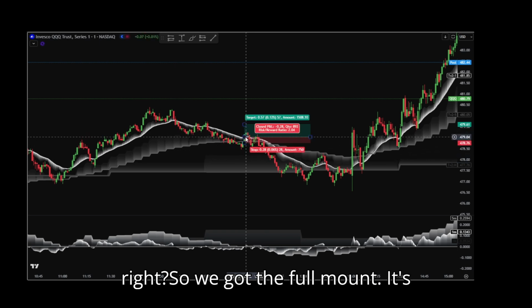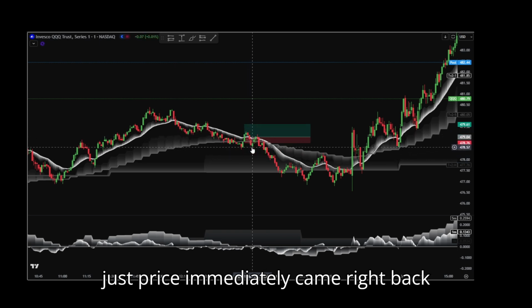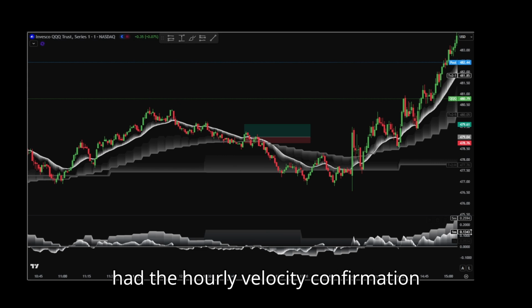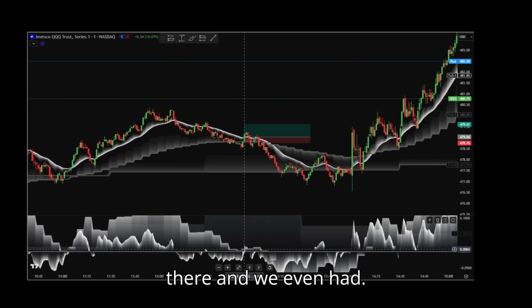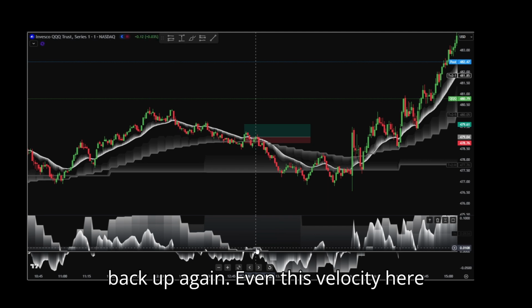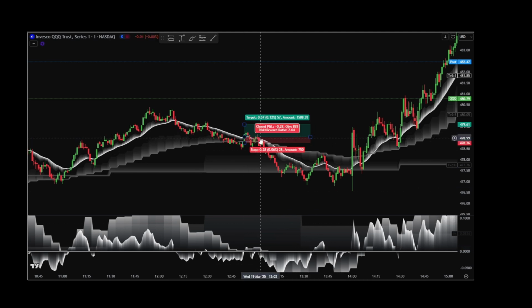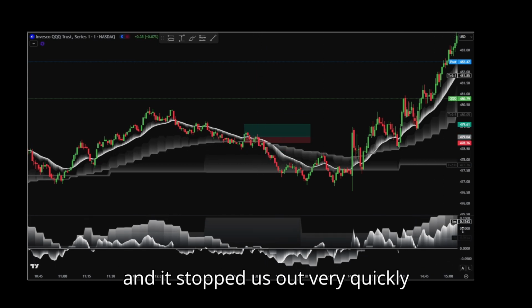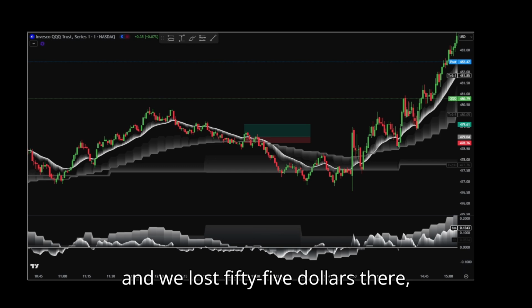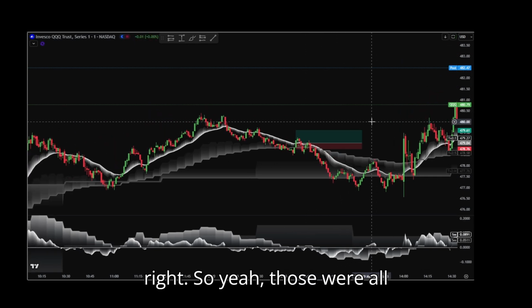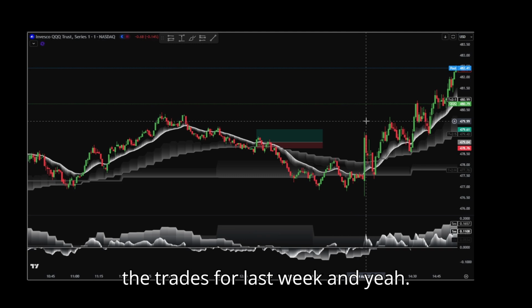So we got the full mount. It's just price immediately came right back down. The triggers were pretty tight. We had the hourly velocity confirmation there, and we even had 5 minute velocity confirmation. So 5 minute velocity started coming back up again. Even this velocity here suggested we should have kept price mounted above the 1 minute trigger, but price came tumbling down and it stopped us out very quickly, and we lost $55 there, right? So yeah, those were all the trades for last week.